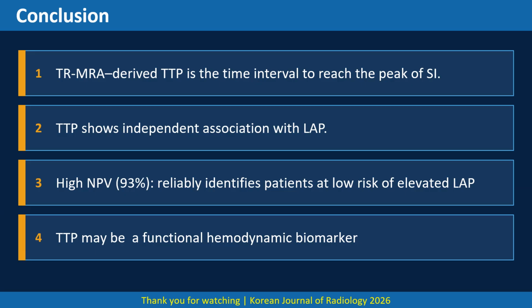In conclusion, time-resolved MRA-derived TTP is the time interval to reach the peak of the signal intensity of the left atrium after contrast injection. This TTP shows an independent association with the left atrial pressure. Using the TTP, a high negative predictive value of 93% reliably identified patients at a low risk of elevated LAP. So we believe TTP may be a functional hemodynamic biomarker to identify the left atrial pressure status before the catheter operation.